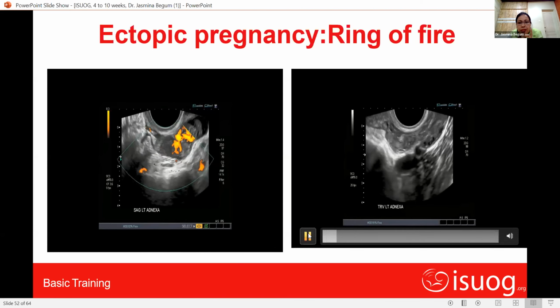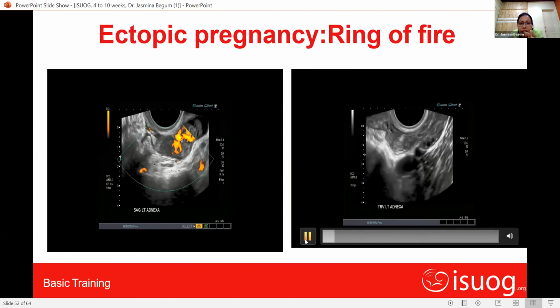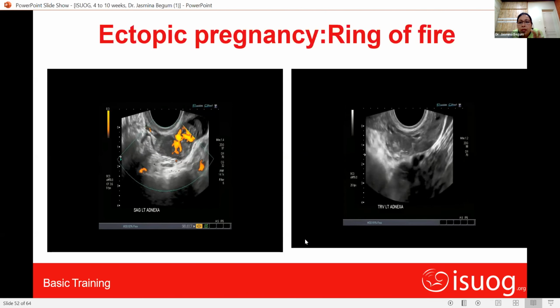So as I mentioned, the sliding sign is to differentiate a tubal ectopic from an ovarian ectopic. We have to move the probe gently and see whether, while moving the probe, the G-sac is going away from the ovary or moving along with the ovary. If it is moving away from the ovary, then it is a tubal ectopic. You can see in this image, the G-sac is moving away from the ovary, so it's a tubal ectopic. It's not inside the ovary.